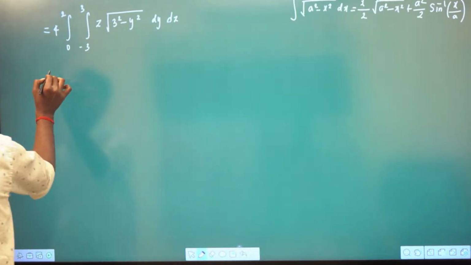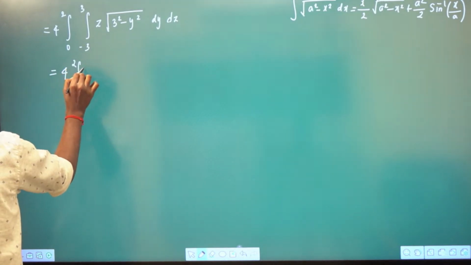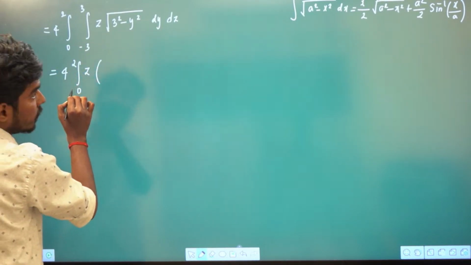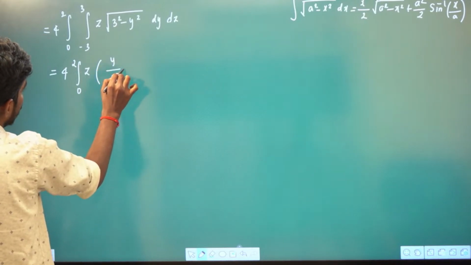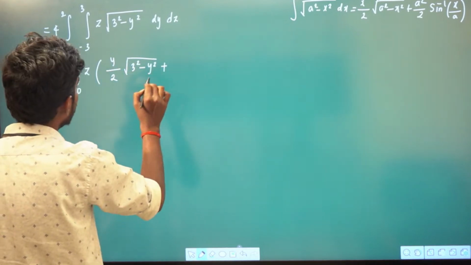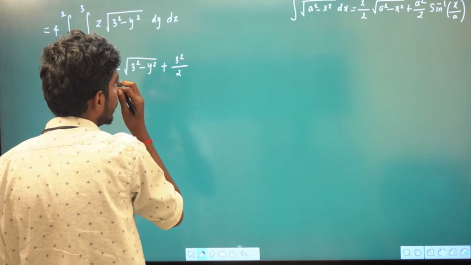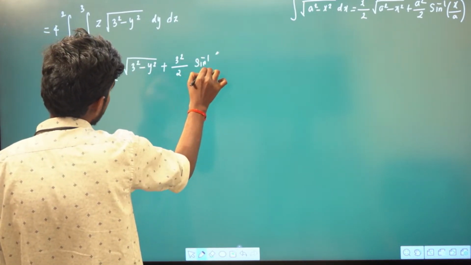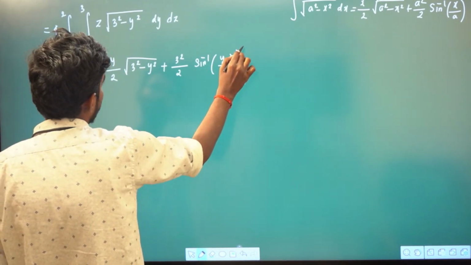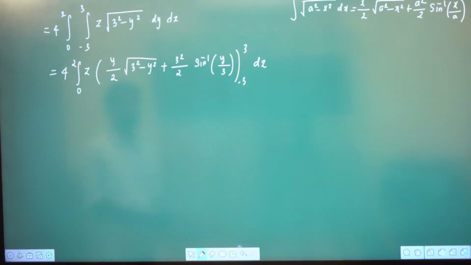Now apply this formula. So 4 times integration of 0 to 2, keep this z as it is. So integration of a square minus x square. So this will be y by 2 root of 3 square minus y square plus a square by 2 sine inverse, so y by 3. Is it clear? So minus 3 to 3 dz. Is it clear?